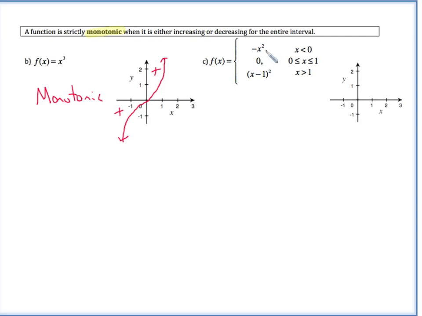Now if we look at this graph right here, it's -x² when x is less than 0. Okay, -x² looks something like this. So this is increasing. In the interval between 0 and 1, so from here to here, our function equals 0. So right there, it's constant, and our derivative would be 0. And then x minus 1 squared, when x is greater than 1, it just looks like this. And so that's positive also. Now you can see we have positive and positive here, but because of this interval where the function is constant, we would say this is not monotonic.